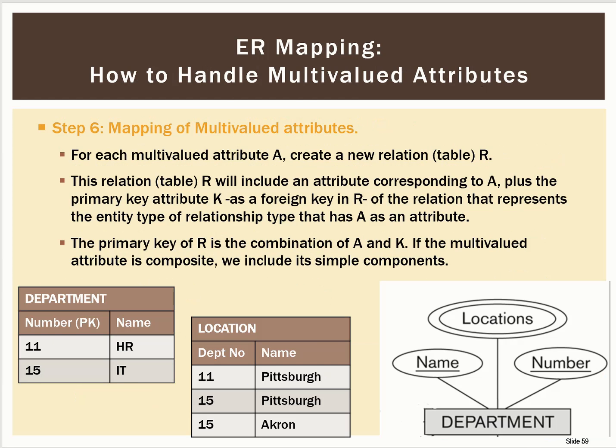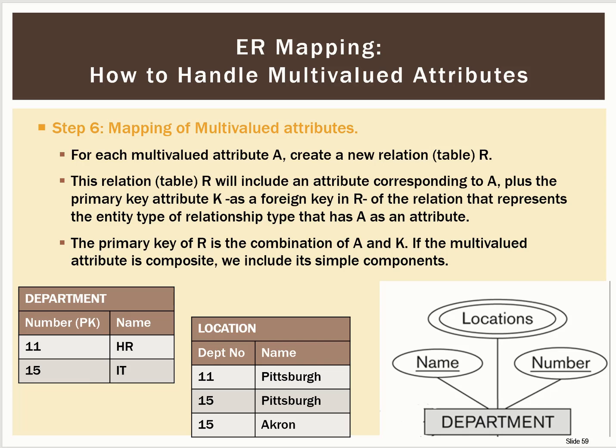Step 6 is a very easy step. It's the mapping of multi-valued attributes. Here we see an example of a department that has a name, a number, and multiple locations. The reason that locations is a multi-valued attribute and not its own entity type is that we simply want to record the location name.